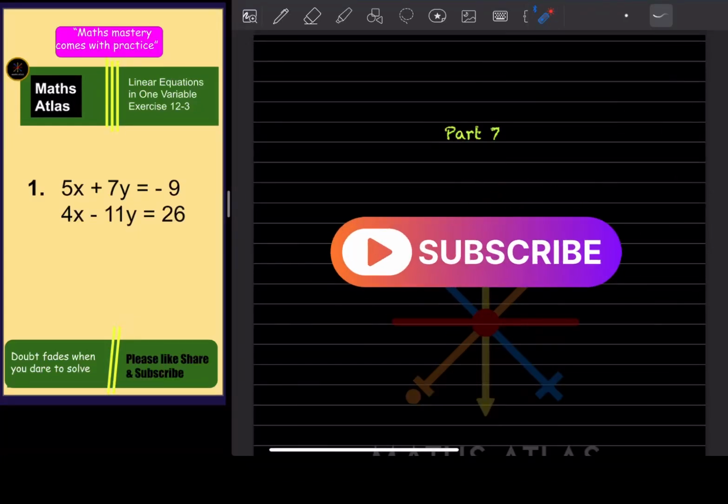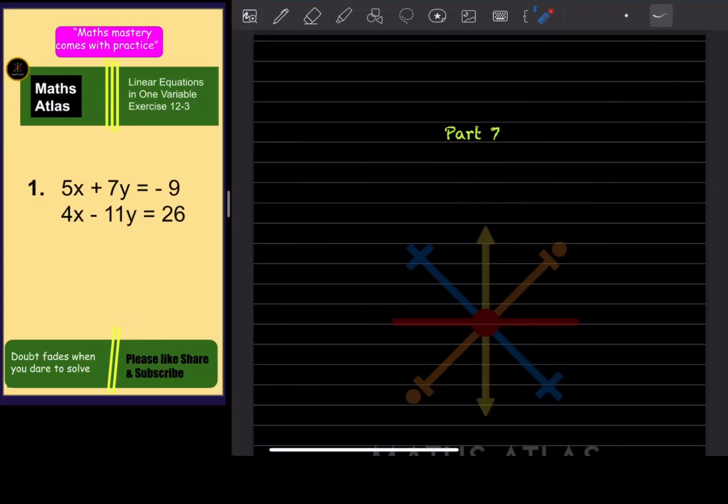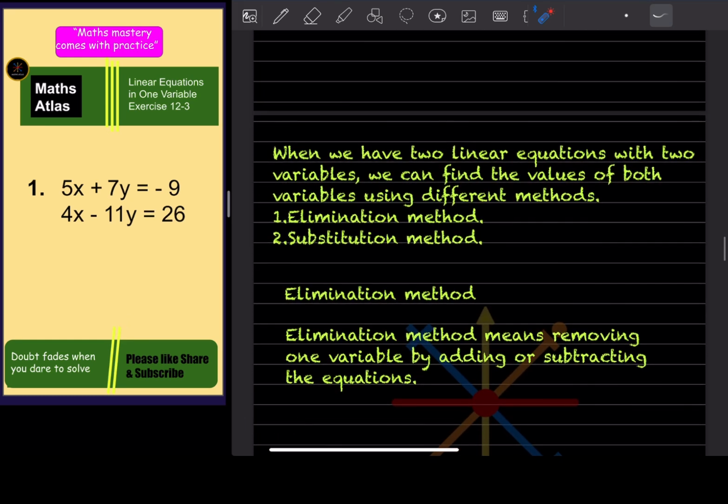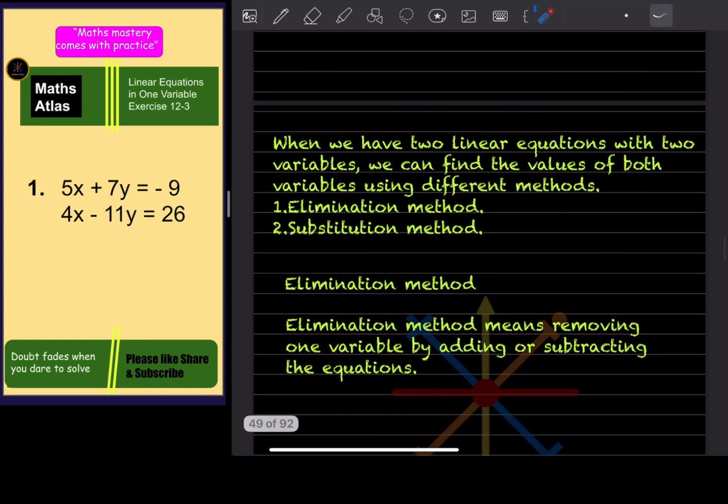So today we'll start with part 7, and we'll see the new exercise. Here we are going to see two methods, the elimination method and the substitution method. When we have two linear equations with two variables, we can find the values of both variables by using these two methods. Right now we'll see what the elimination method is.